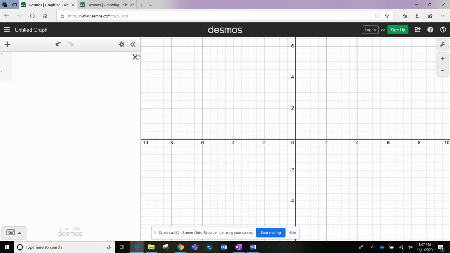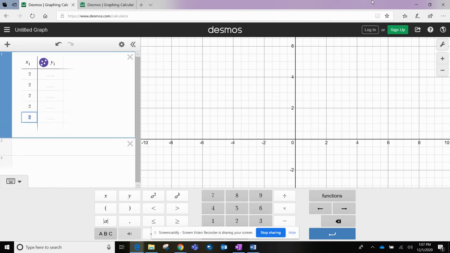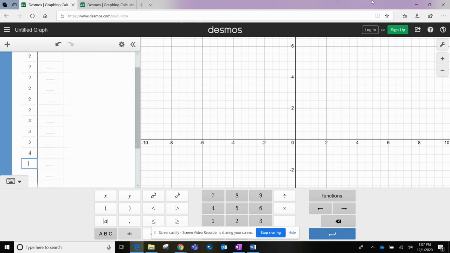So I'm going to clear my graph. I'm just going to keep hitting X. I'm going to go to this addition sign for adding a table. And I want to add a table. And I'm going to put all of my numbers here. 6 2s: 1, 2, 3, 4, 5, 6. 3 3s. Oops. 3 4s. 2 5s. And 2 6s.